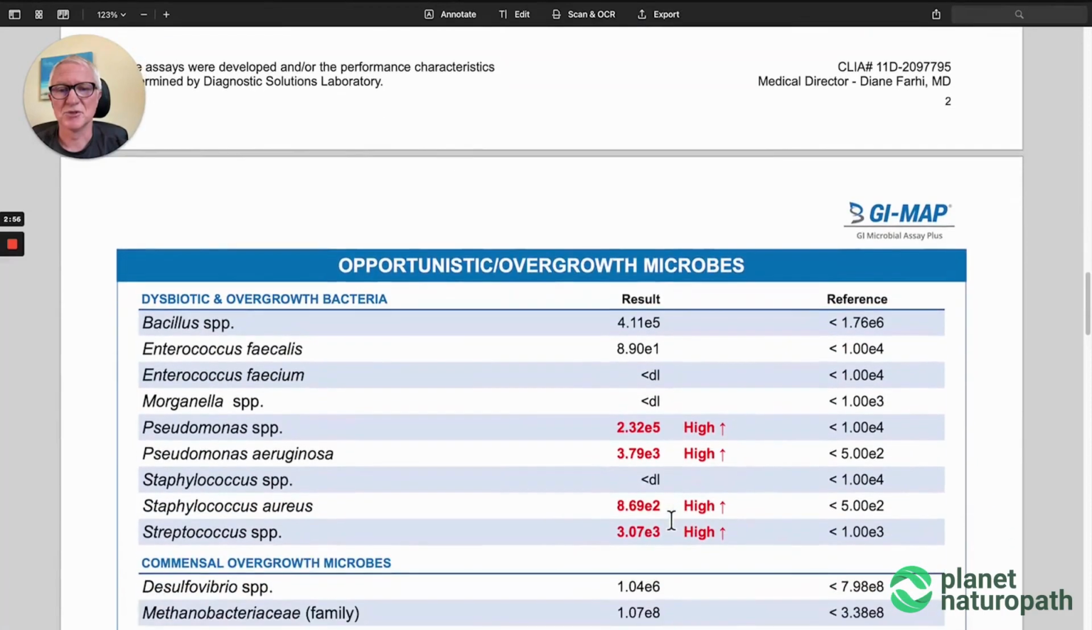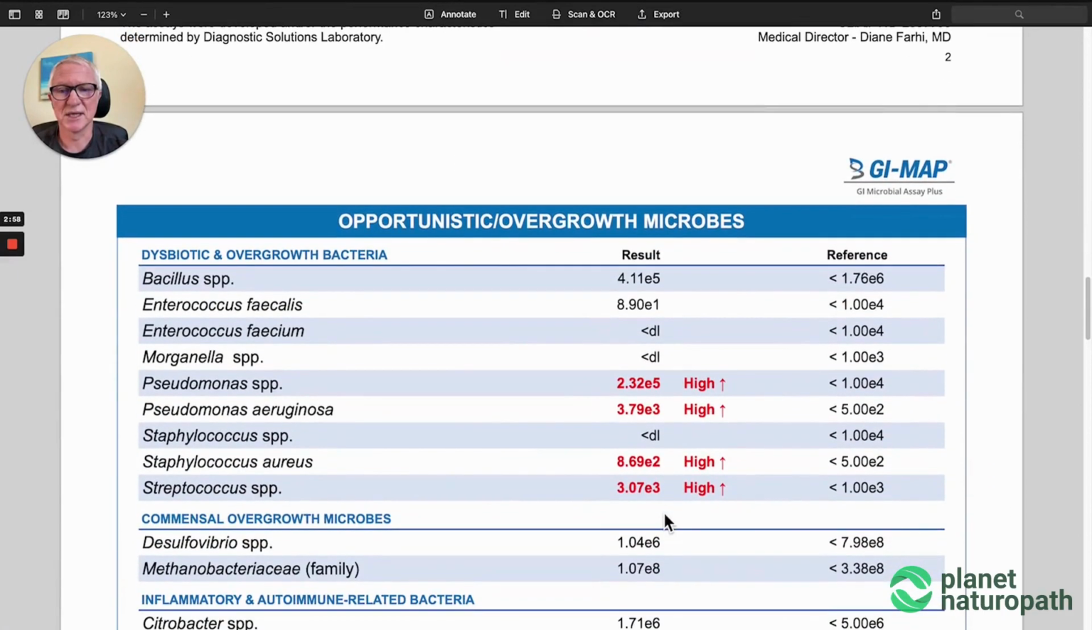And now the opportunistic bacteria. So these levels are particularly high. So Pseudomonas 2.3 E5, that's E to the 5 is like an exponential marker. So that's around 230,000 cells per gram, and it should be less than 10,000 or lower than that. And Pseudomonas is a bacteria that produces a lot of lipopolysaccharides or endotoxins. So that's one that we really want to address here.